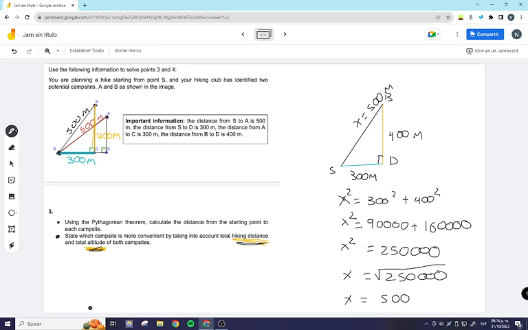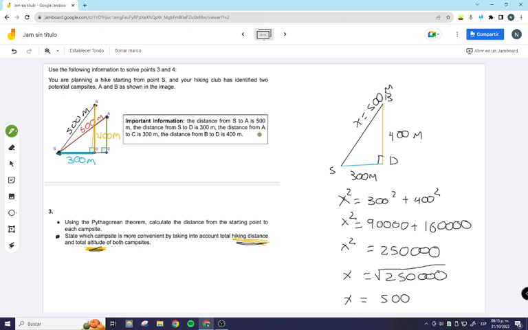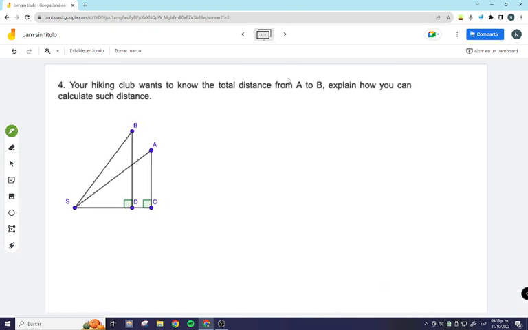Okay, so that's it. B to D, 100 meters, S to D, 300 meters. A to C, yeah, I was missing one distance. Sorry. And we will need it for the next point. I was missing from A to C is also 300 meters. Okay. Sorry about that, because we will need it here.